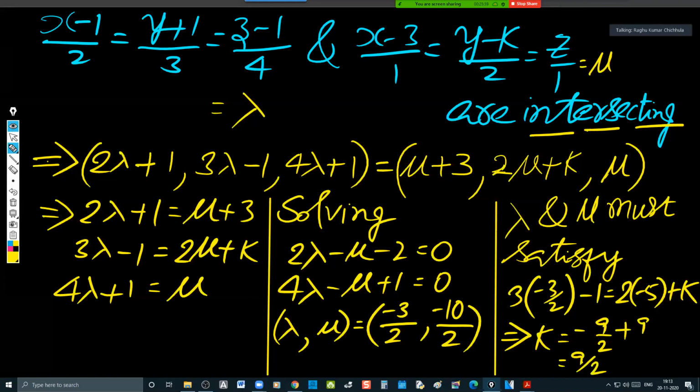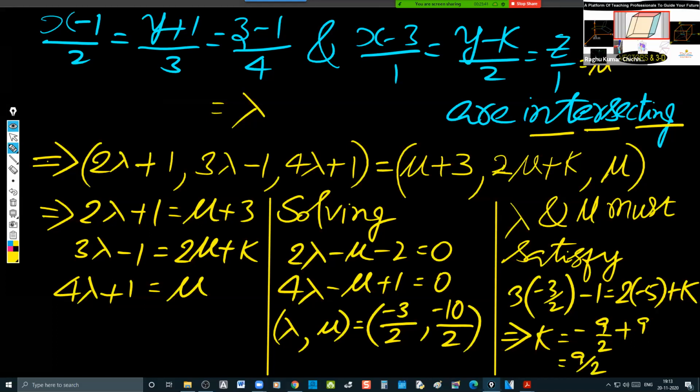So what did you learn here with regards to intersection of two lines? Two lines intersect only when there is a common point. Then how do you know that there is a common point? Because in this problem, it is given that they are intersecting. That is why I wrote a general point on the first line and a general point on the second line. If they are intersecting, they must be equal. So I equated them, and by equating them you got 3 equations in lambda and mu. And because he has declared that they are intersecting, there is an unknown quantity k here.